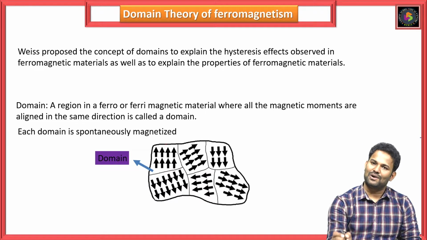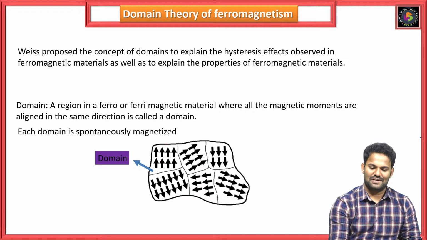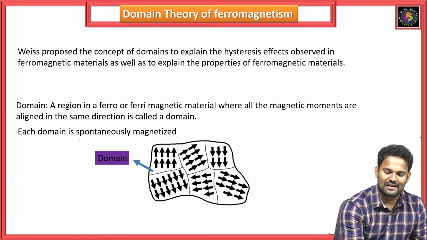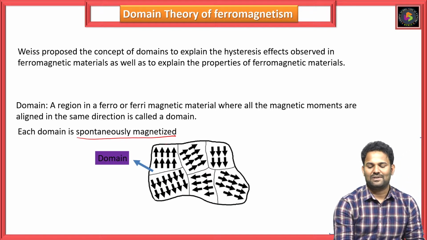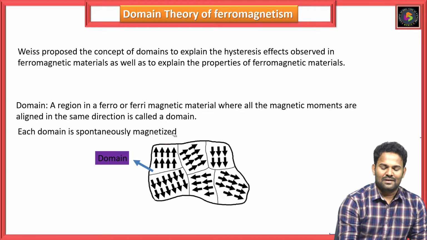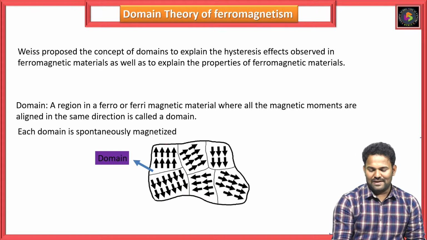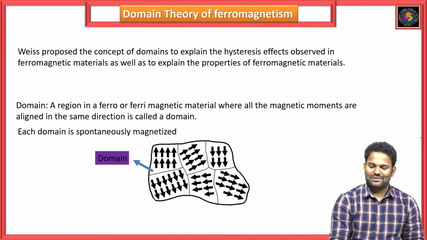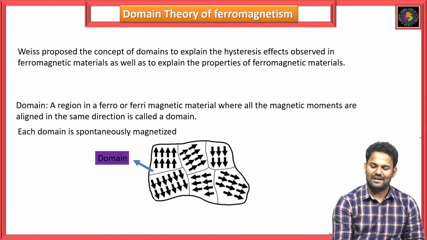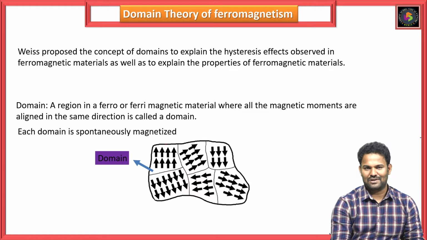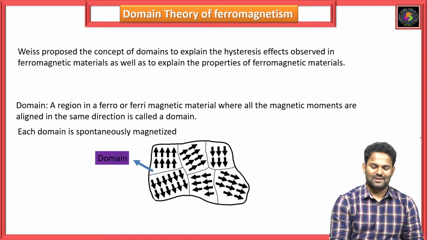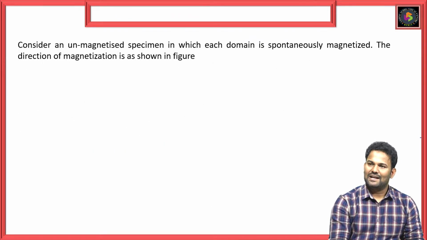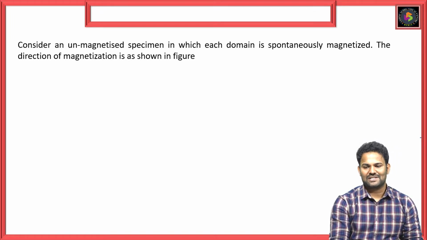Each domain is spontaneously magnetized. If you apply a magnetic field to these domains, what happens? The magnetic moments align completely towards the field direction, so they orient in the field direction, and then the material can be magnetized. We can see this by considering an unmagnetized specimen, in which each domain is spontaneously magnetized.